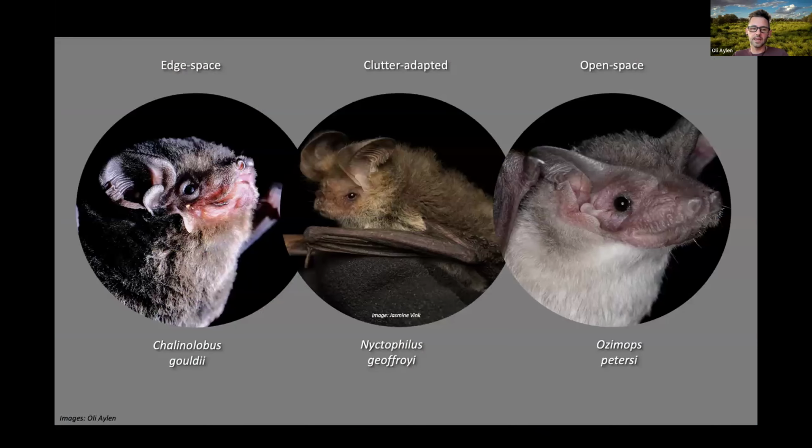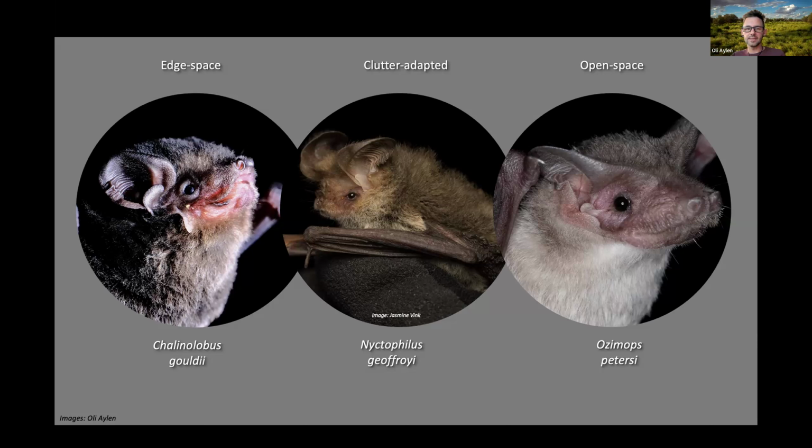Now, at these 2 sites, I had 3 main focal species. There are 7 to 8 species that occur on the reserves, but these 3 are, first of all, the most common, but they also represent different foraging guilds. For those of you that aren't familiar, foraging guild is what sort of space the bat occupies, and it's classified by a combination of their echolocation, but also their wing loading and aspect. So you have Chalinolobus gouldii, which is an edge space foraging bat. So they're generally on the edge of the forest, obviously.